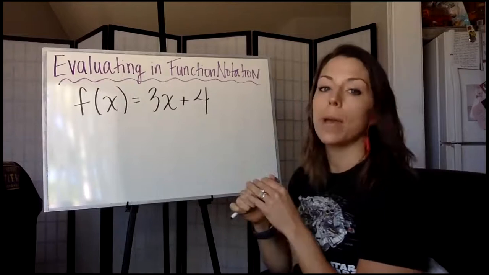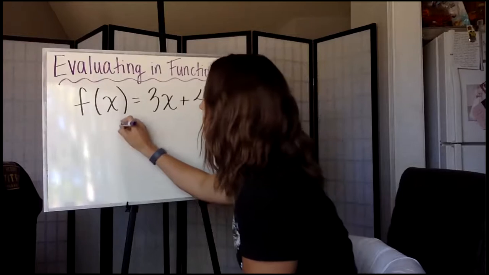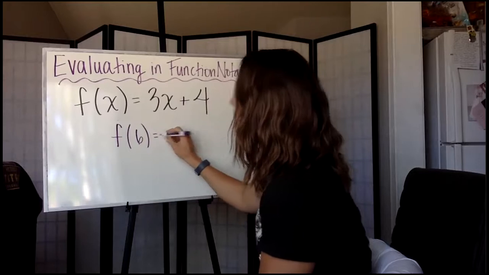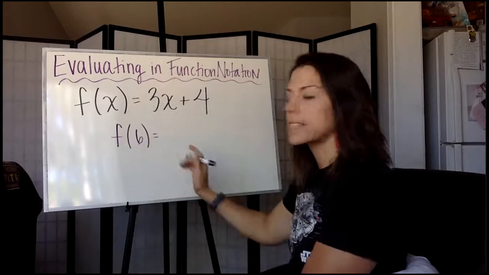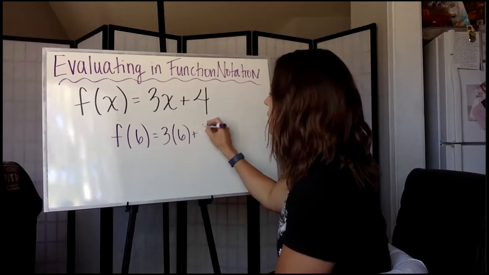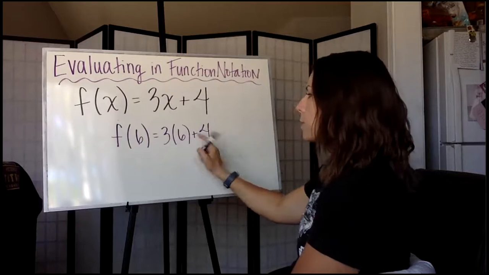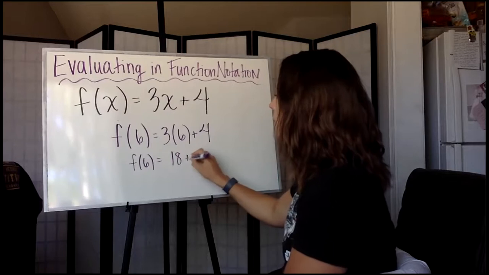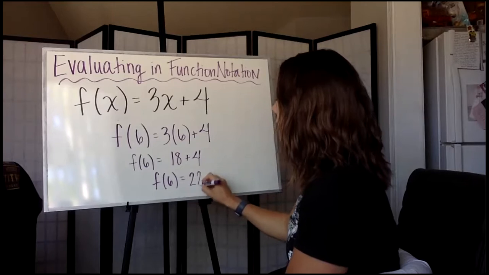So when we're actually evaluating, you'll be given a value to substitute in for x. So I might say, okay, what's f of 6? F of 6 means, tell me what the value of function f is when x is 6. So to do that, all we do is substitute 6 for x. So now instead of x multiplied by 3 plus 4, it's 6 multiplied by 3 plus 4. And then we simplify. So f of 6 is 18 plus 4, and f of 6 is 22.